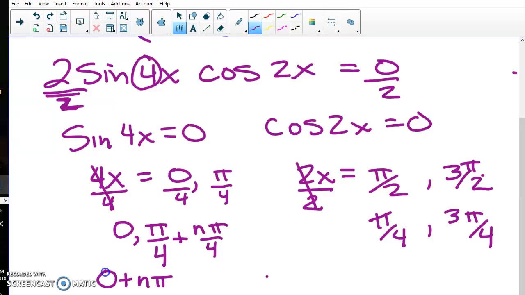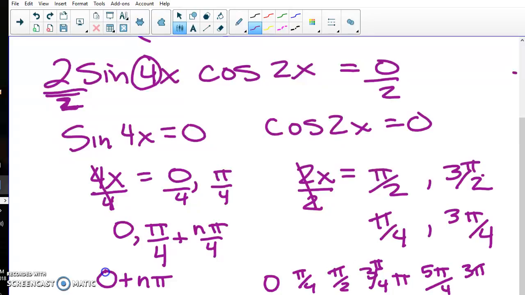All of our answers would be 0, pi over 4, 2 pi over 4, which is pi over 2, 3 pi over 4, 4 pi over 4, 5 pi over 4, you're getting the idea, 6 pi over 4, and 7 pi over 4. And I believe that they asked us to stop at 2 pi.